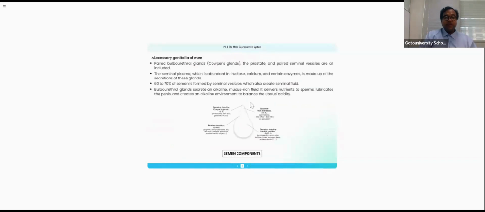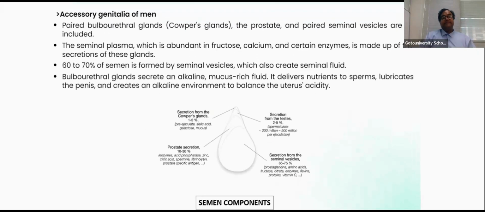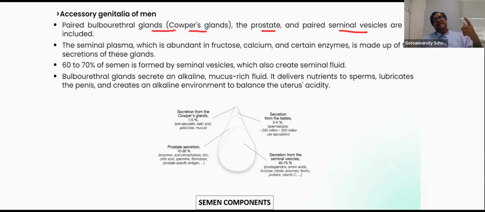Now, if you're talking about accessory genitalia, what do you mean by accessory genitalia? Accessory genitalia denotes the associated glands. For example, I'm a chief surgeon. When I'm doing the surgery, the anesthetist is helping me, and nurses are helping me to do the surgery better. In the same way, when the sperm is released from the testis, along with the sperm, other accessory glands should support by giving the associated secretion. So the bulbourethral gland, also called Cowper's gland, and prostate secretion and seminal vesicle secretion are part of the semen along with the sperm cells.